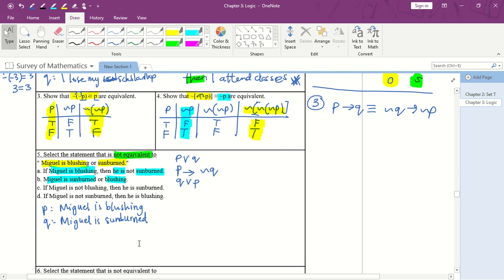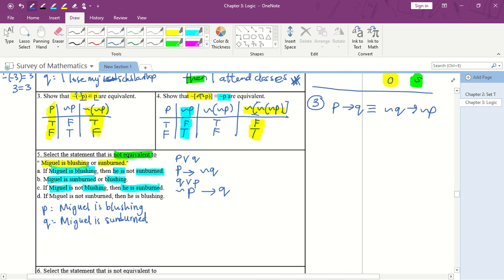Okay? And the next one. If Migo is not blushing, then he is sunburned. So by looking at this one, let us try to figure out the symbols. It's an arrow, and not blushing means negation P, and then he is sunburned is Q.